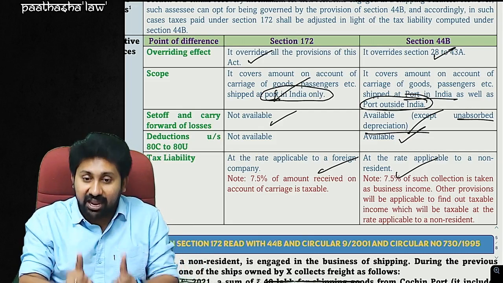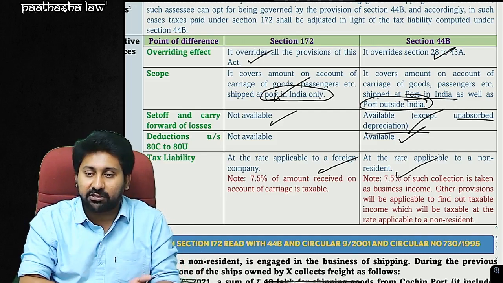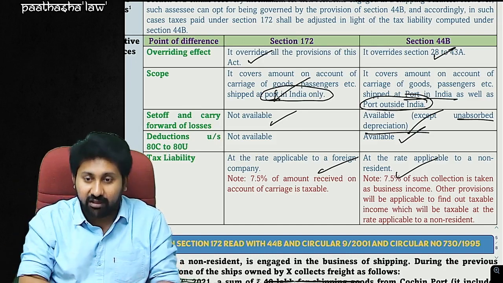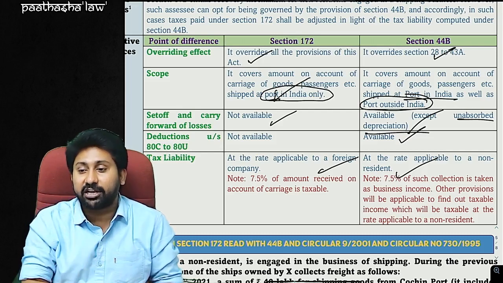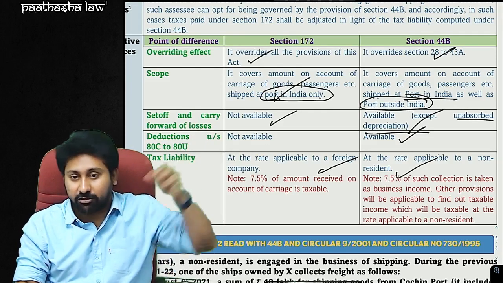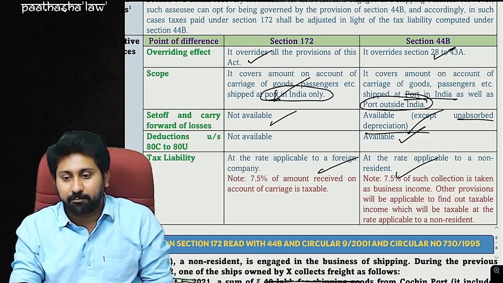At that time, if you have set off and carry forward of losses, or any other kind of deductions under Chapter VI-A that you can avail of and take advantage of, then go for 44B also. Assess the income as per that provision.